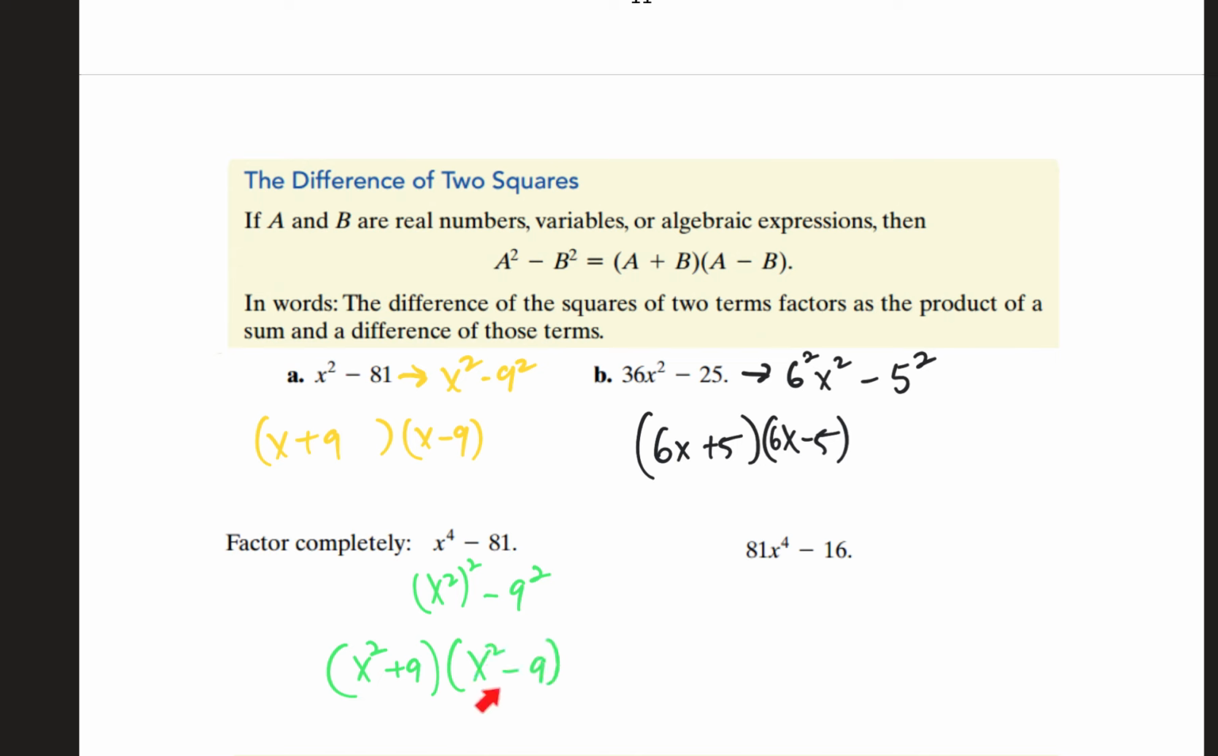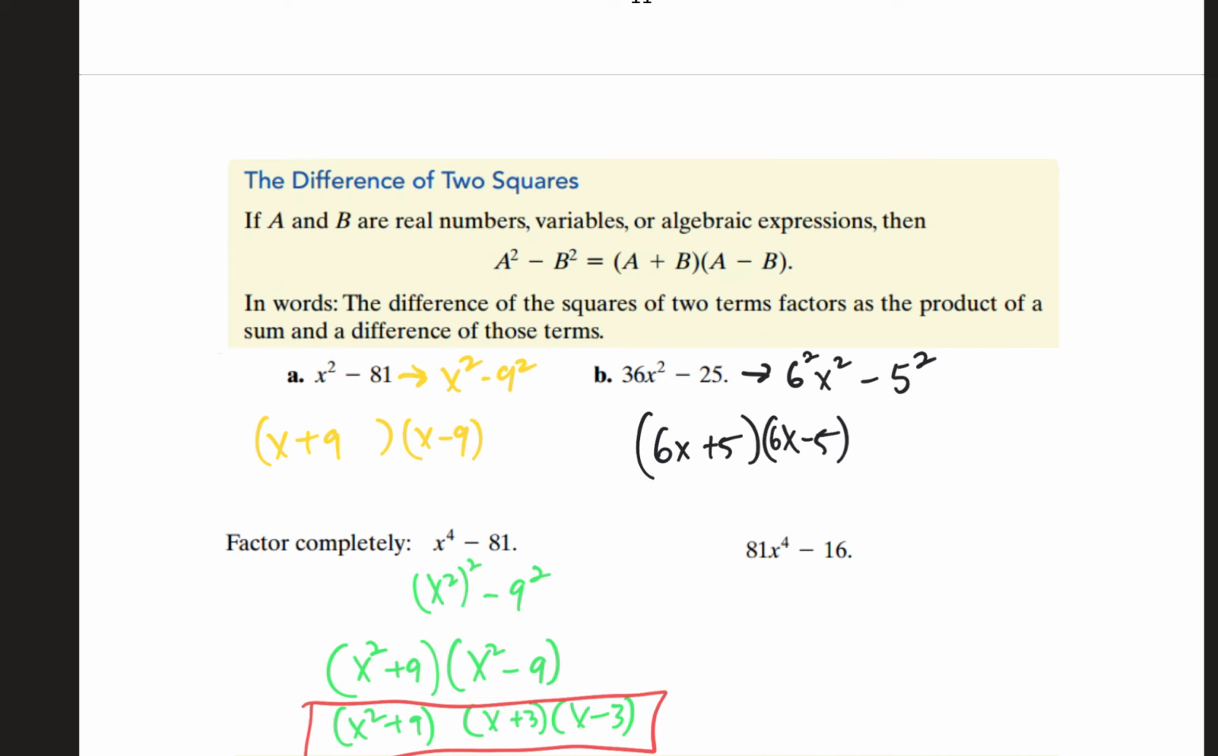However, here, again, we have a difference of squares, because x squared minus 9 is the same thing as saying x squared minus 3 squared. So I can factor this one even further, right? We can make it x plus 3 and x minus 3. So this first one, we got to bring it down, and that is how we get our solution.